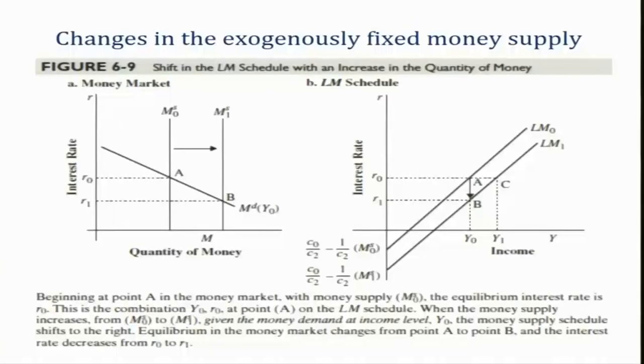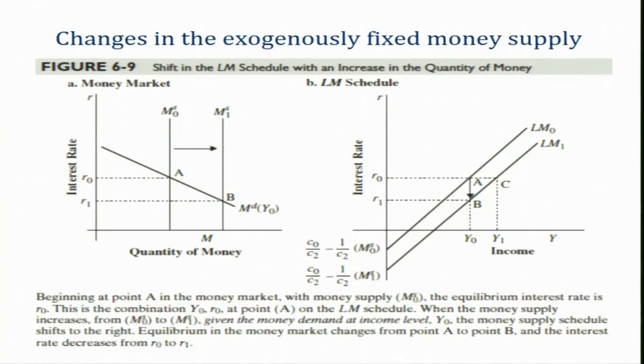Hi everyone, welcome to this session. The main objective of this session is to discuss the factors that shape the LM schedule. The two factors that shape the LM schedule are: one, changes in the exogenously fixed money supply, and the second factor, shifts in the money demand function. So let us discuss one by one. Coming to the first part, that is the changes in the exogenously fixed money supply.